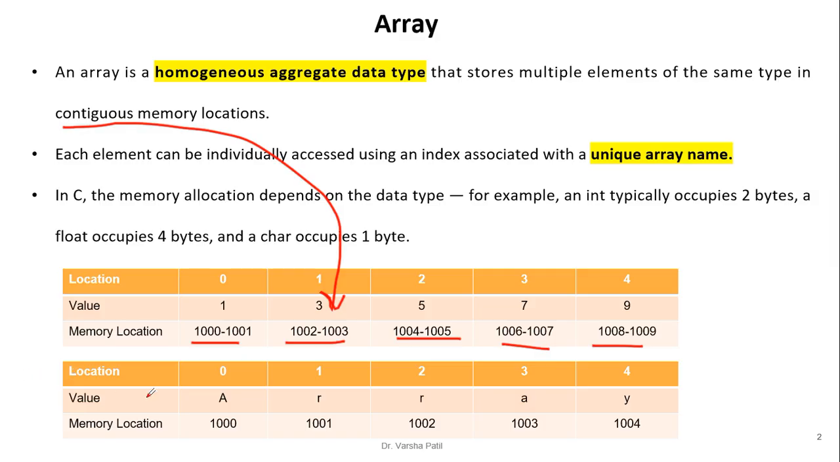Now if we use a character array, then it will take for each character one memory location, that is 1 byte. So here again the array is stored from 0, 1, 2, 3, 4. Then at location 1000 the first character, 1001 the next character. In this way the characters are stored. So what is important is that we can store homogeneous elements in a contiguous memory location.